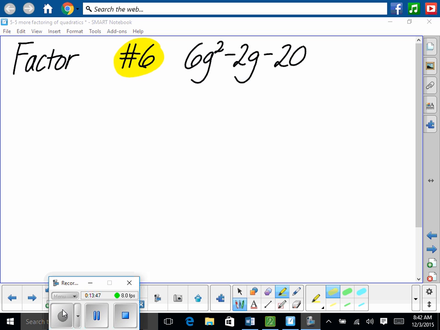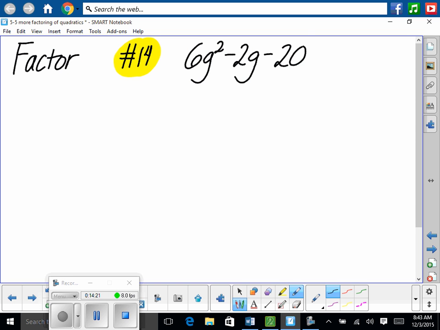6g squared minus 2g minus 20. Now, I could do this a couple different ways. I'm still debating, honestly, but let's just go ahead and go for it. Number 6. Let me see if I wrote that down. Nope, I didn't. Which problem is that? It's 14. That's number 14? Yeah. Okay, I'm going to change this to number 14. Sorry, not number 6. I was looking at number 6 and then I'm like, what? Okay, number 14. That's the one I'm going to do.